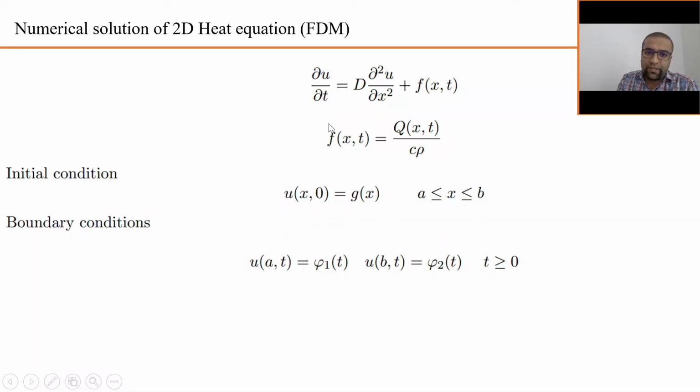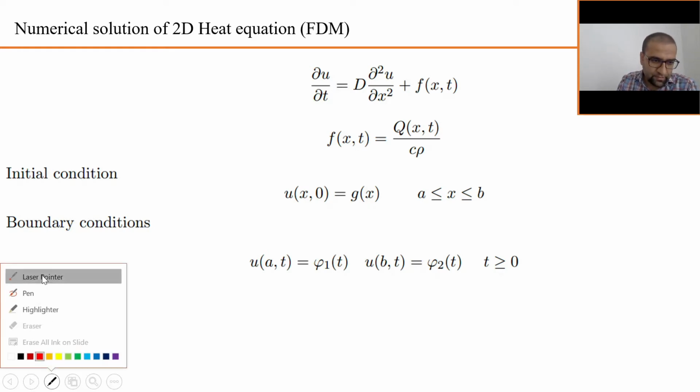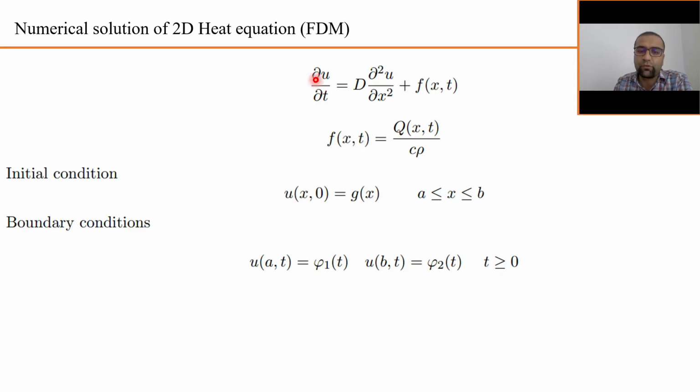This is the general form of the heat transfer equation. Here u represents temperature, t is time, and x is the coordinate. The coefficient D is diffusivity, and the function F, which could be a function of coordinate and time, is just the heat source divided by C times rho. Here C is the heat capacity and rho is the density.